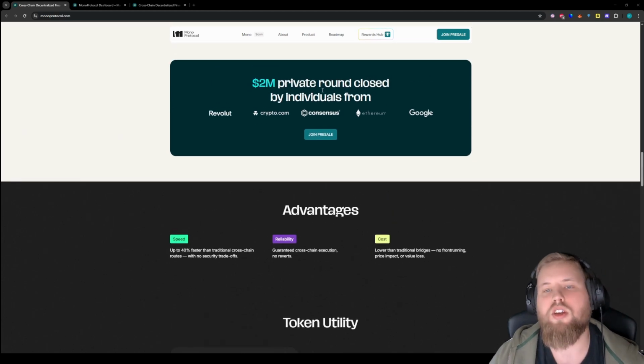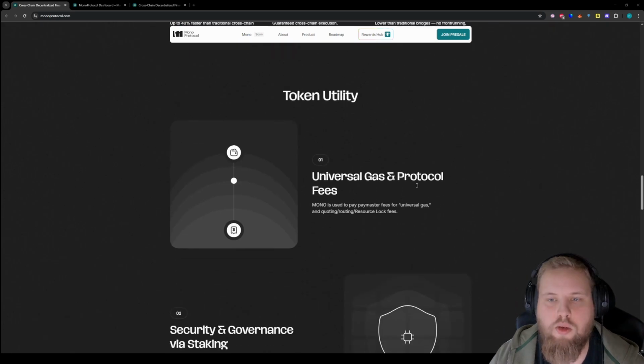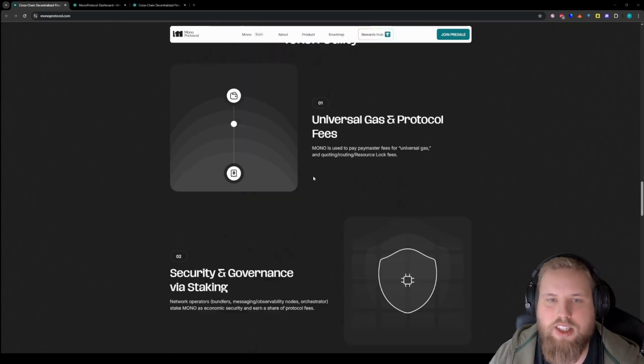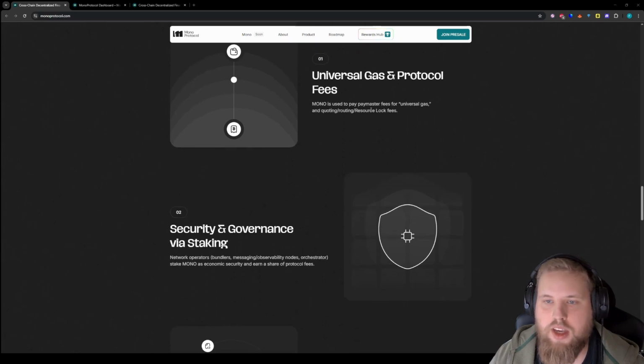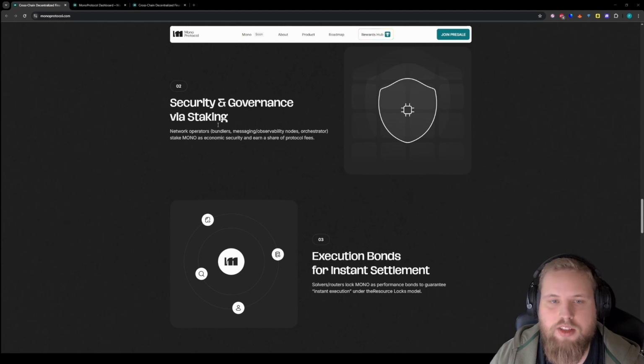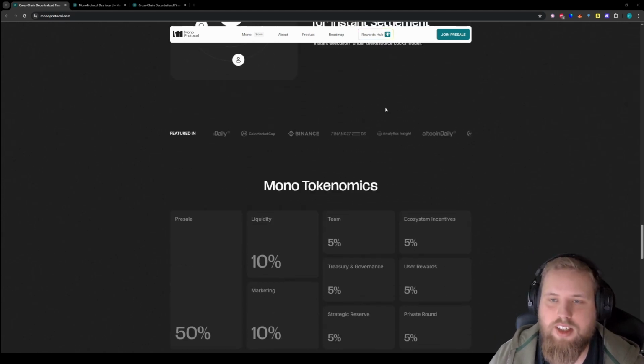There was a $2 million private round that was closed by individuals from Revolut, Crypto.com, Consensys, Ethereum, and Google. And you can now join the presale, obviously, as well. We have the token utility here with the universal gas and protocol fees. Mono is used to pay paymaster fees for universal gas and quoting, routing resources, lock fees, security, governance via staking, execution bonds for instant settlement.